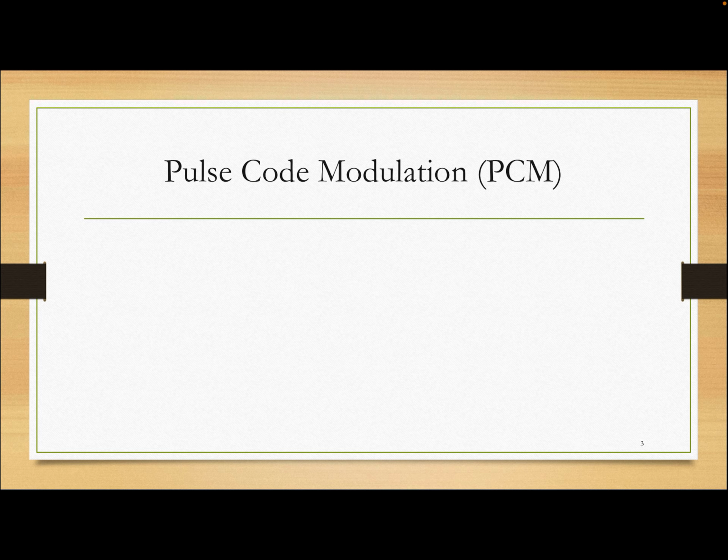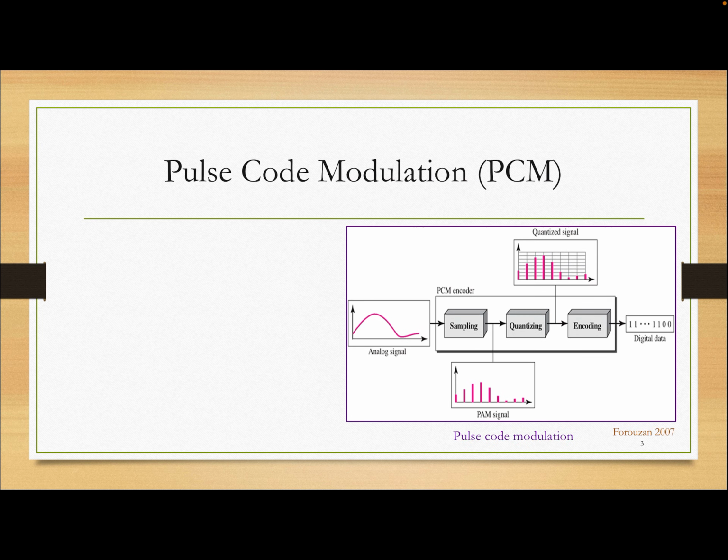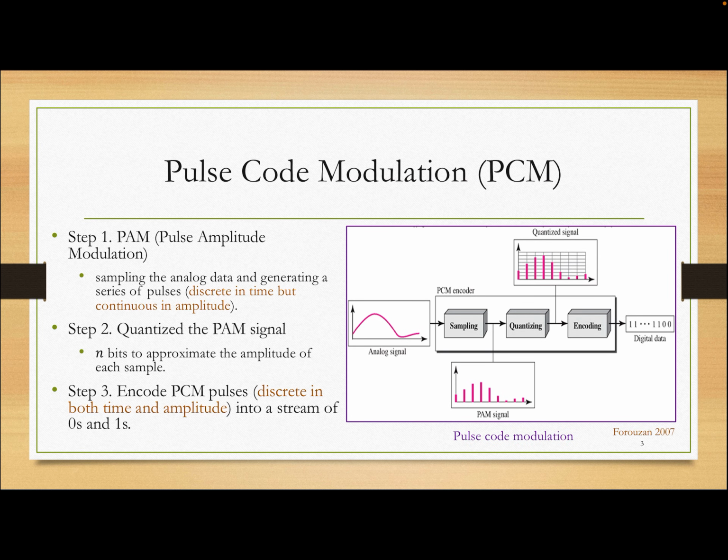We do this by using the pulse code modulation. And this is the block diagram of the pulse code modulation. Let's look at the steps. The first step is PAM, or pulse amplitude modulation. You sample the analog signal. This is the analog signal coming in, the input. You sample it with the same time difference, the same sampling period.